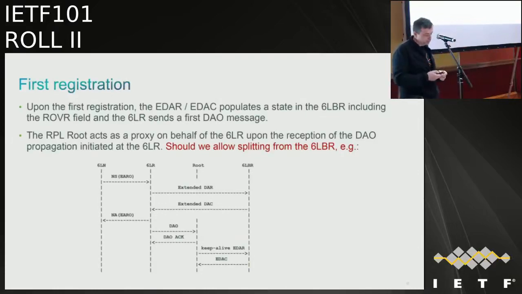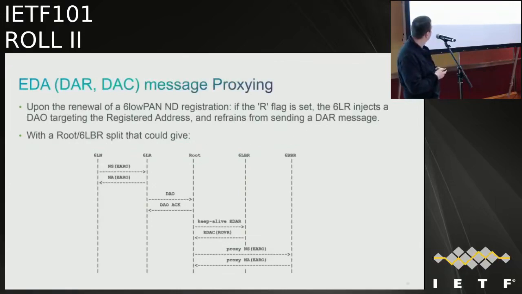Or differently. So the way it would work then is the Ripple root would do a keep alive DAR/DAC exchange to the 6LBR on behalf of the node. But since it doesn't have the rover option, it would be a more constrained one, which does not have a proof of itself in it. So I'm not too sure it's a good idea, but that's how it would work. And like I said, the node which is one hop away from the 6LBR has to be the root. So it's the one that has to do the proxy registration because the root will pass the packet to him so he can inject the packets all the way down.